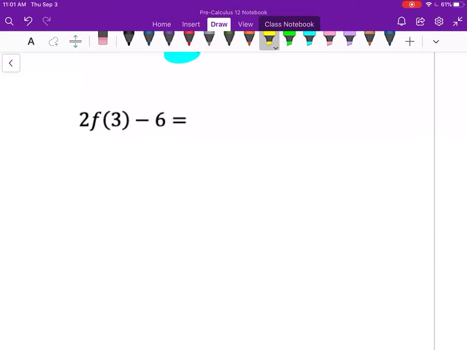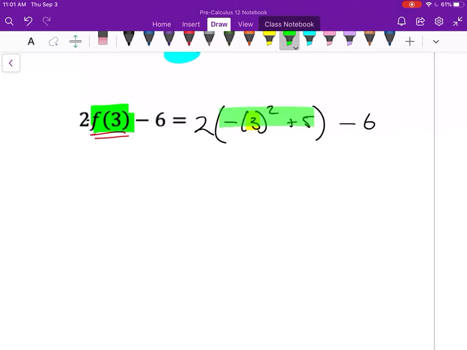And so first, let me focus on what just f at 3 is, because this really means 2 times f at 3 take away 6. So first I need to figure out what is f at 3. And same idea, so I have negative 3 squared plus 5. And all of that is being multiplied by 2 and having 6 subtracted from it, but one step at a time. Let's first focus on what is just f at 3, just this part.